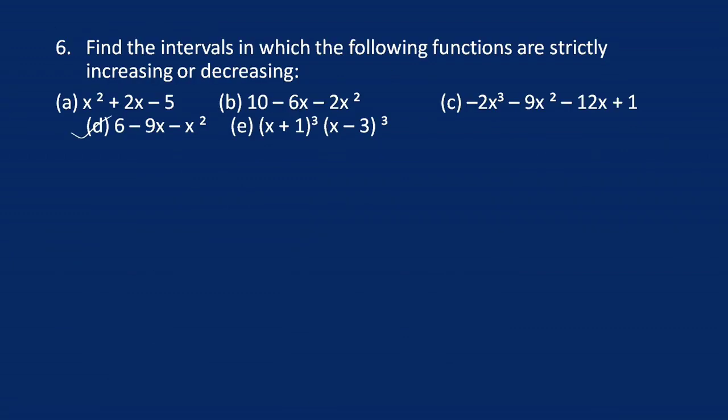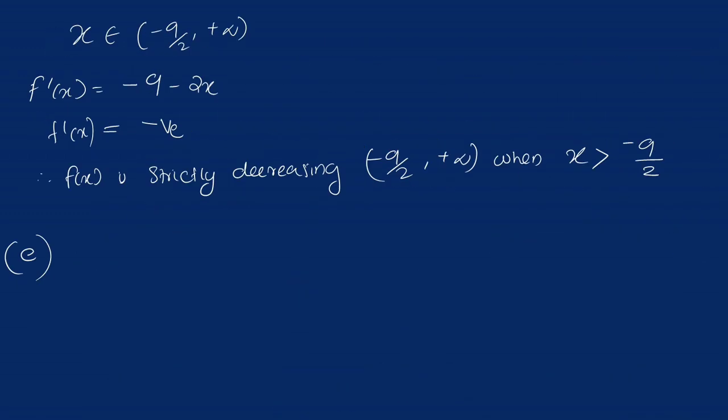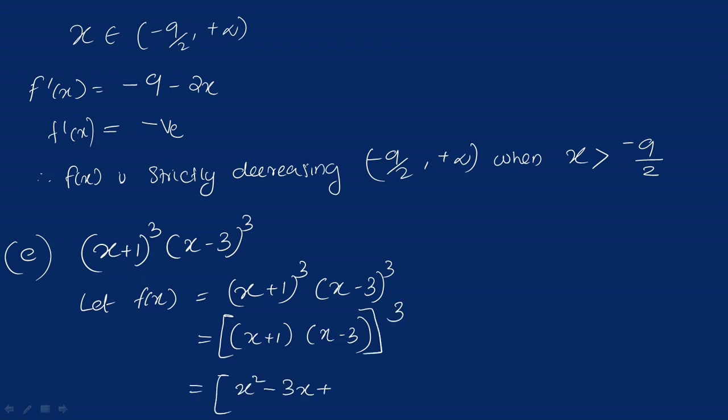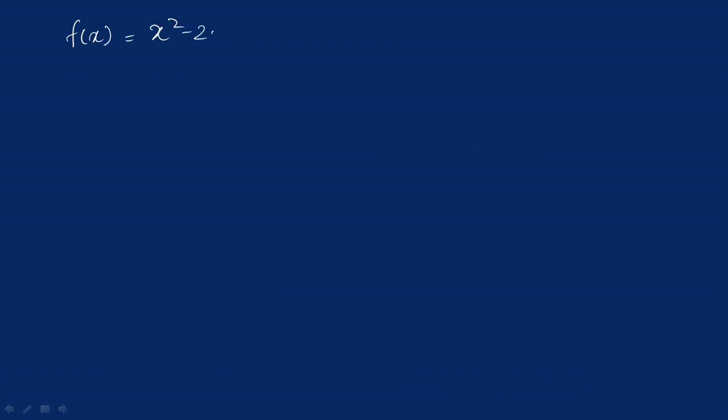Now E part of the question, that is x plus 1 whole cube into x minus 3 whole cube. So let us consider f of x is equal to x plus 1 whole cube into x minus 3 whole cube. So it can be written as x plus 1 into x minus 3 whole cube, or solving inside the bracket, we have x square minus 3x plus x minus 3 whole cube, or minus 3x plus x, that is minus 2x. So we can write x square minus 2x minus 3 whole cube. So that is f of x. F of x is equal to x square minus 2x minus 3 whole cube.